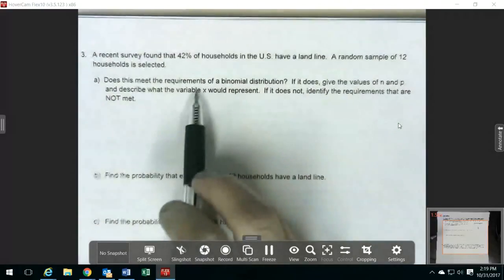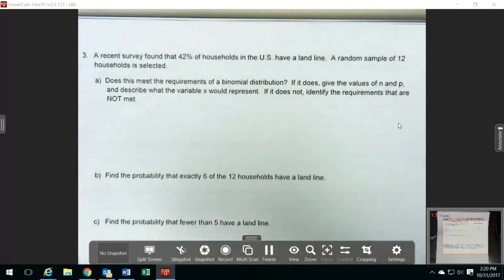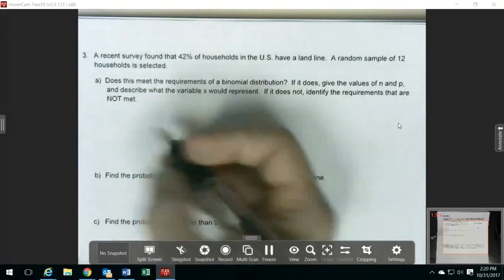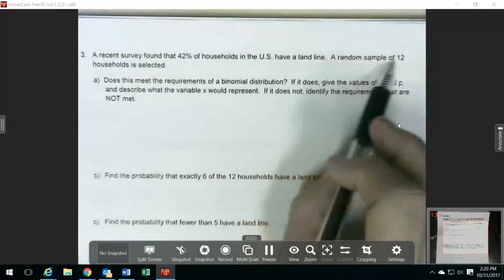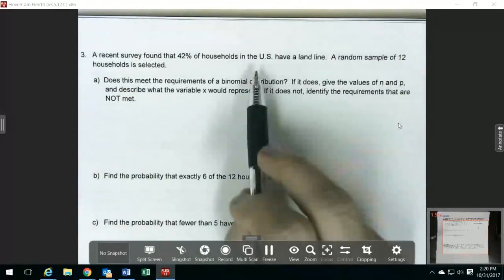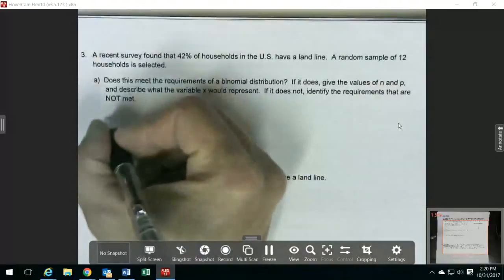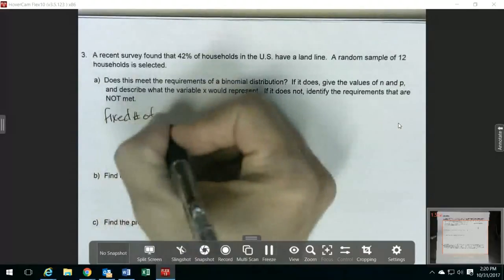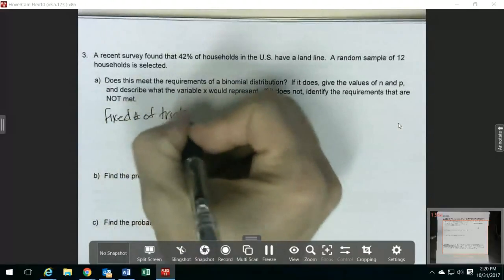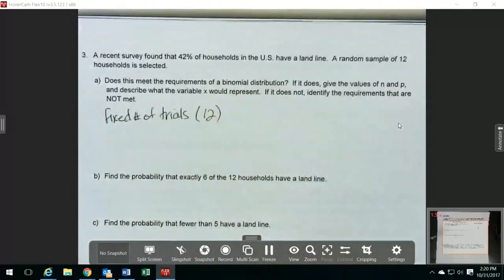So this is another one where it's asking you if it meets the requirements of a binomial distribution. So we want to think about those same things. First of all, we have a random sample of 12 households selected from households in the US. So we do have a fixed number of trials, which would be 12, since we're selecting 12 households.